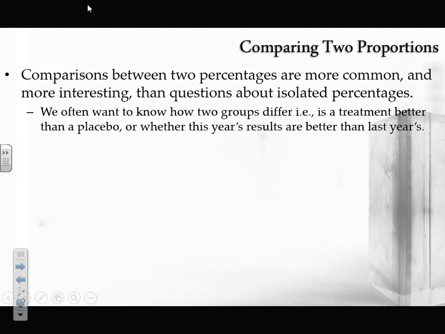For instance, in an experiment, we want to know if the treatment actually improved results, or is the placebo just as effective? So is our treatment actually effective, whatever we're working with? Or whether this year's results are better than last year's. So how do things compare? That's going to be the goal here. Two separate samples, how do they compare to one another?